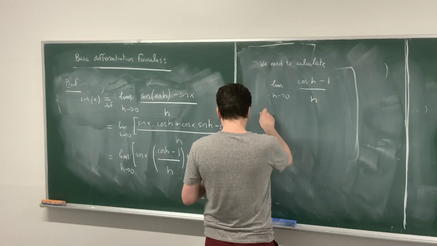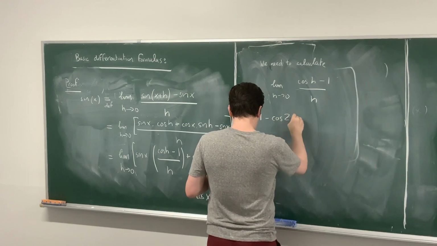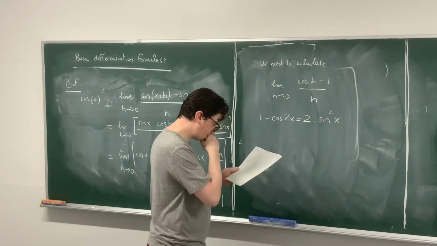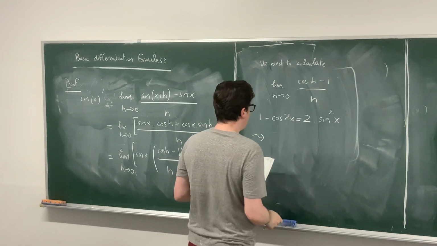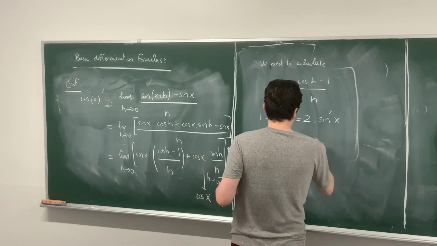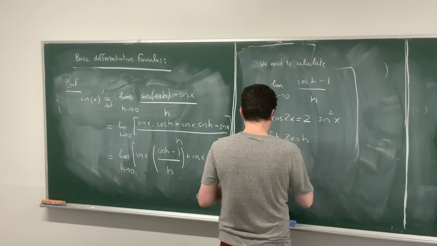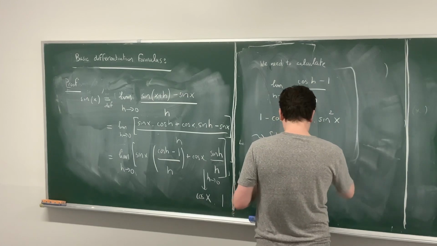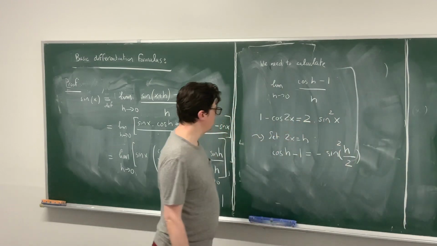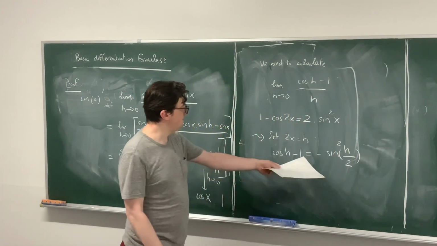So if you know very well your trigonometric formulas, then you remember that 1 minus cos 2x is equal to 2 times sine to the square of x. And therefore, if I set 2x equal h, then I can rewrite this formula as cos h minus 1 equal minus sine to the square h over 2, right? Yeah, so this is this value here, the numerator, that I rewrite in this way.